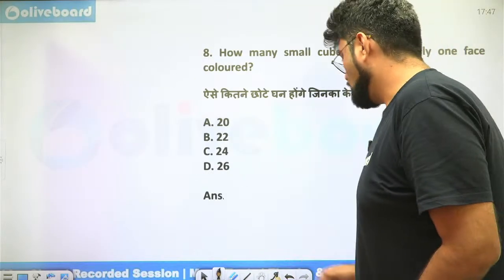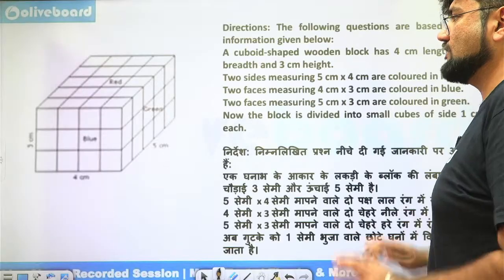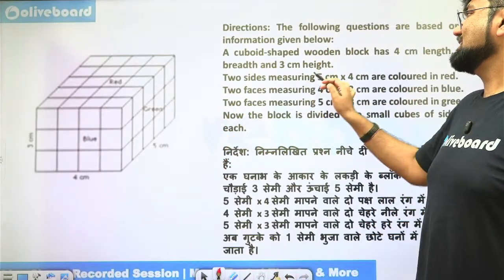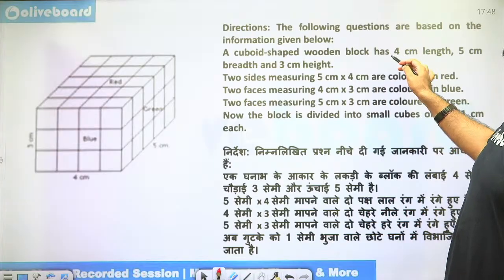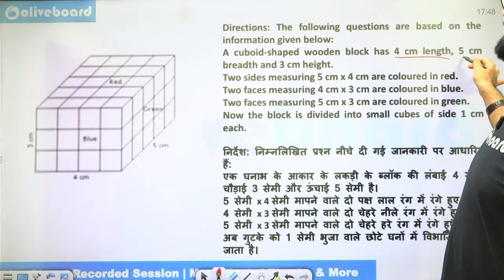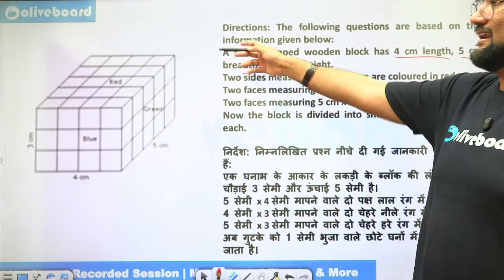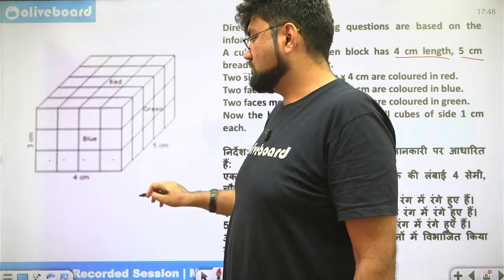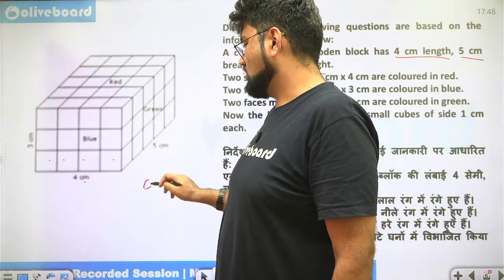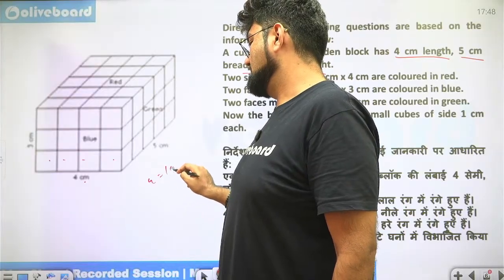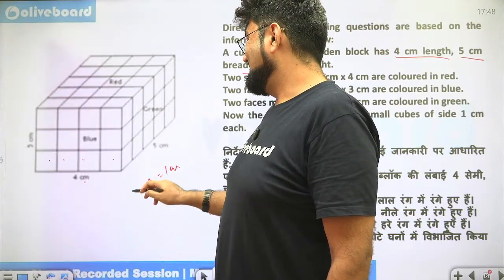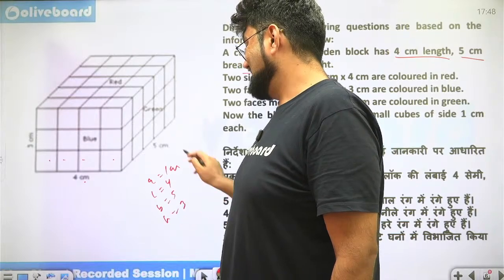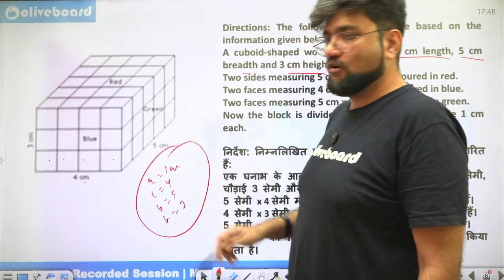Okay. So now we'll come back to this question, after our brief revision. The question says that there is a cuboidal block. It has 4 centimeter length, 5 centimeter breadth and 3 centimeter height. And if you look at the figure, along the length you have 1, 2, 3, 4 cubes with 4 centimeter. That means the length of one cube is 1 centimeter. And we have L equal to 4, B equal to 5 and H equal to 3. So NL, NB and NH also will be 4, 5, 3.